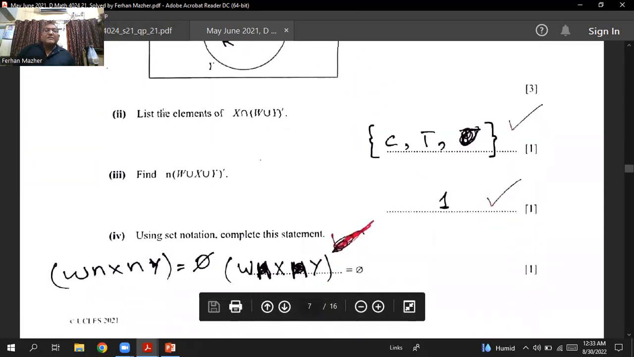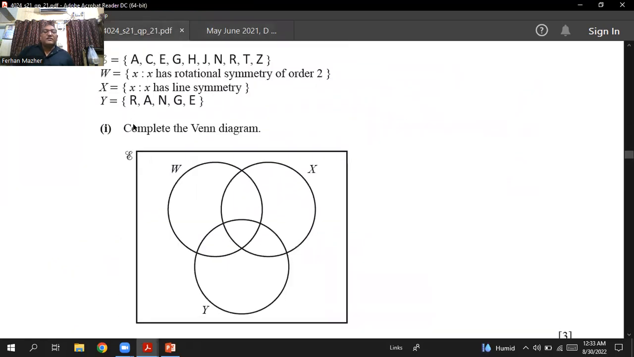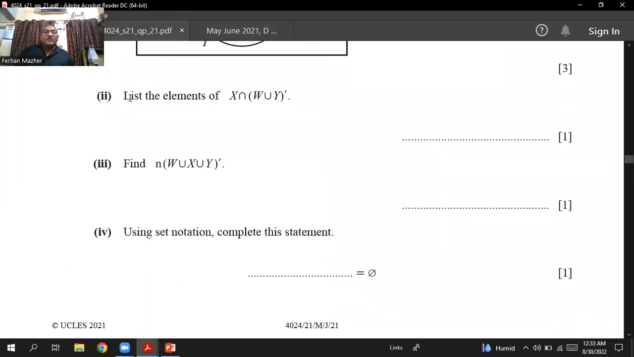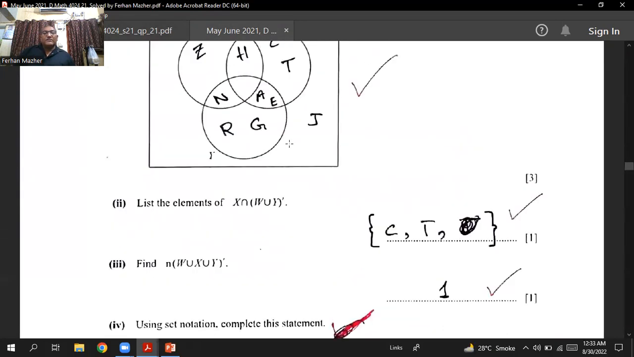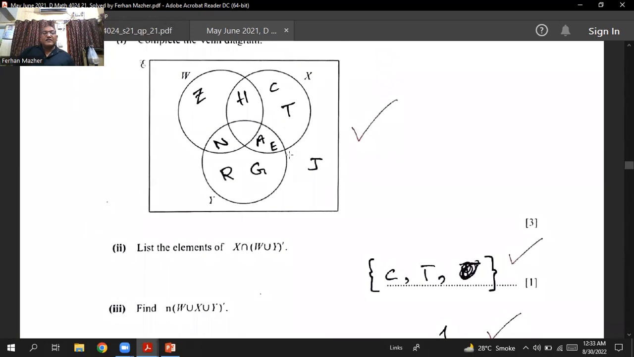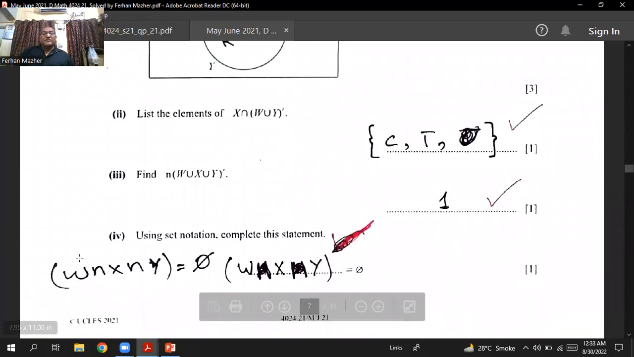It says list the elements. Then the question is list the elements of X common with the union of W and Y complement, and then common with X. That will be this portion. So what do we have here? C and T. So C and T.